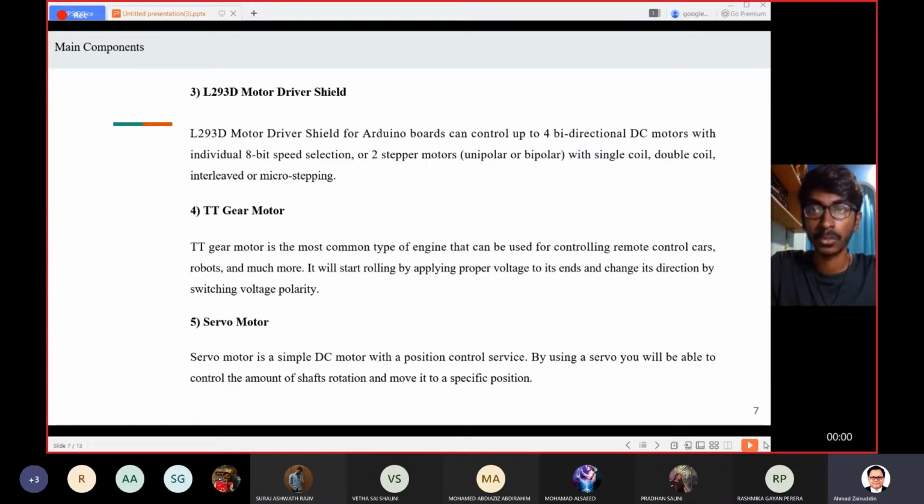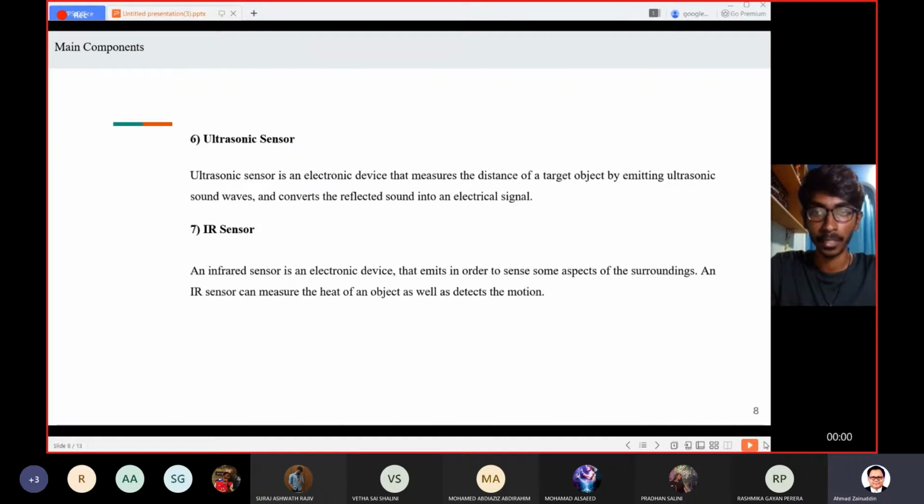And then we have the L293D motor driver shield, which is used to control all the DC motors and also the servo motor. Then we have the TT gear motor, which is basically like a DC motor. It can control all the wheels. And then finally we have the servo motor, which is used to rotate. You can use it to rotate to any degree you like.